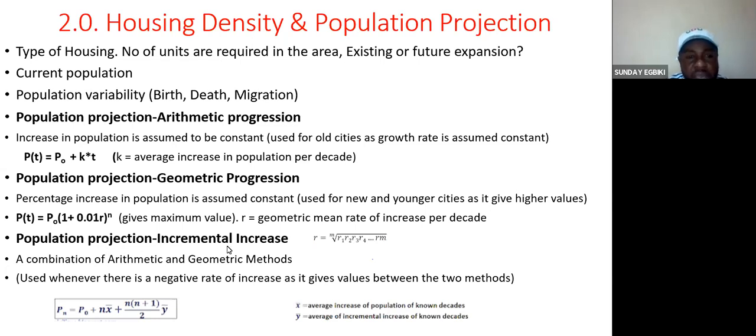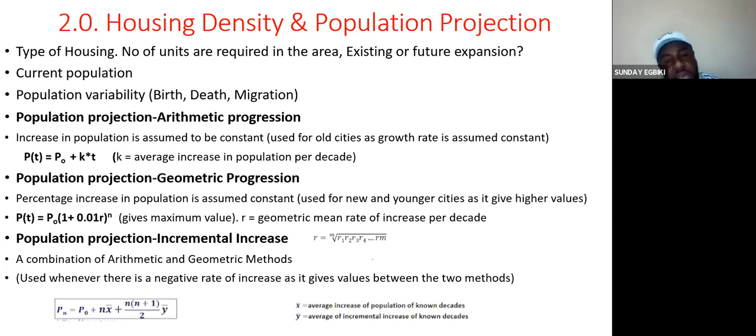The other one is incremental increase. At times, you will have population that is decreasing and increasing. In such a case, you will have a negative growth rate. As a result of that, you use this formula, incremental increase. This formula gives you a value that falls in between the arithmetical progression and the geometric progression. So in that case, you will use this formula to calculate the population forecast for that community as against your design period.